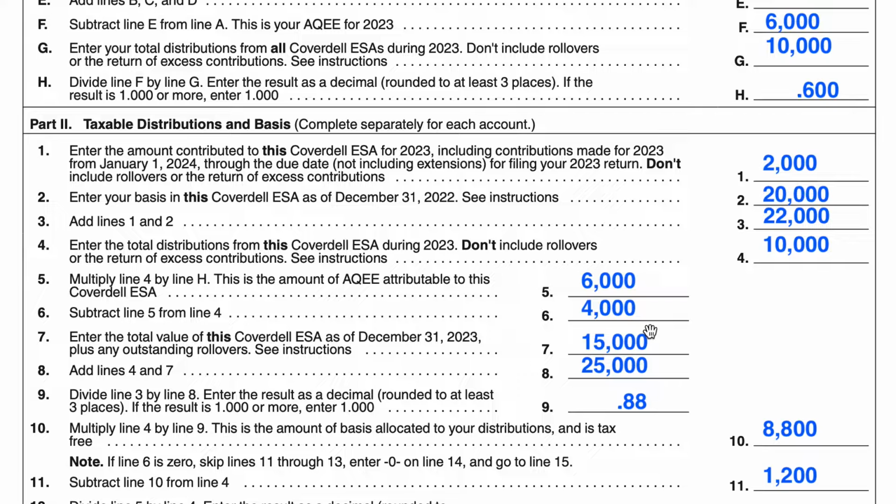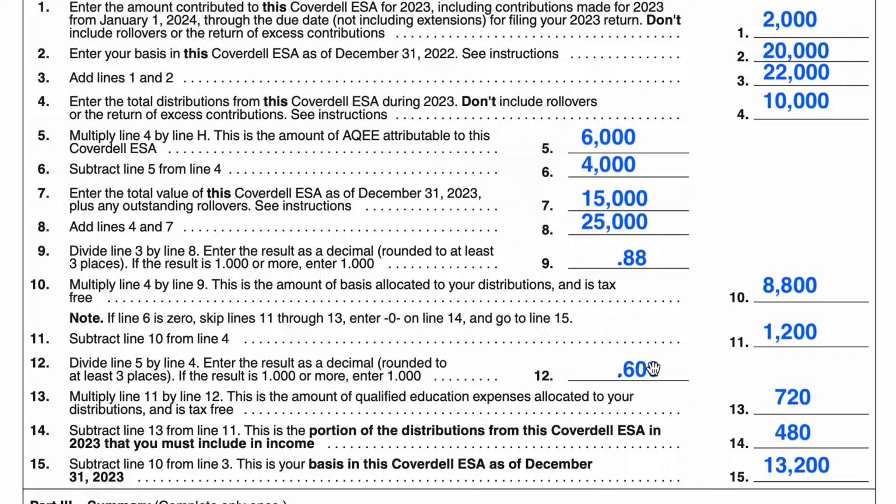instead of $12,000. So now we're going to add lines 4 and 7. That's the total distributions plus the total value of the ESA. So $25,000. Now we're going to divide line 3 by line 8. So this $22,000 divides by $25,000, and we get 0.88. From there, we're going to multiply the line 4 by line 9, and we arrive at 8,800. We're now going to subtract the 8,800 from the amount on line 4, and we arrive at $1,200.